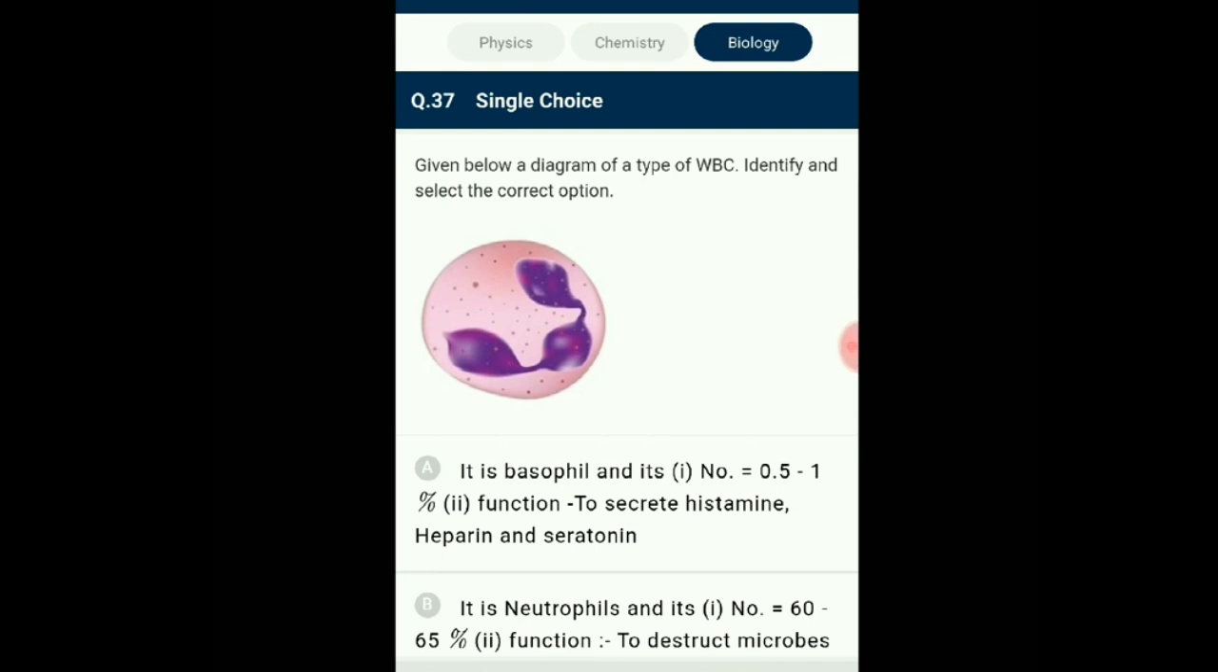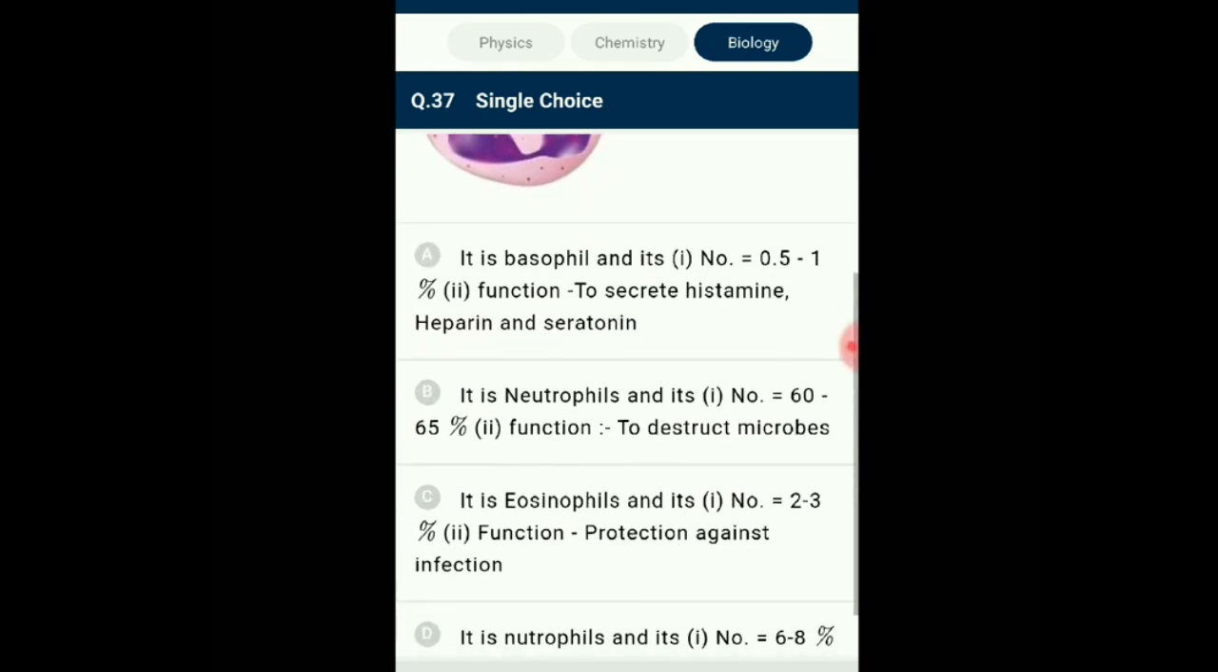Neutrophils are the most abundant WBC. They are approximately 60 to 65% of total WBCs in the blood. Along with monocytes, they are phagocytic in function. So the answer is option B. The given diagram is a neutrophil, and the number is 60 to 65%; its function is to destroy microbes.